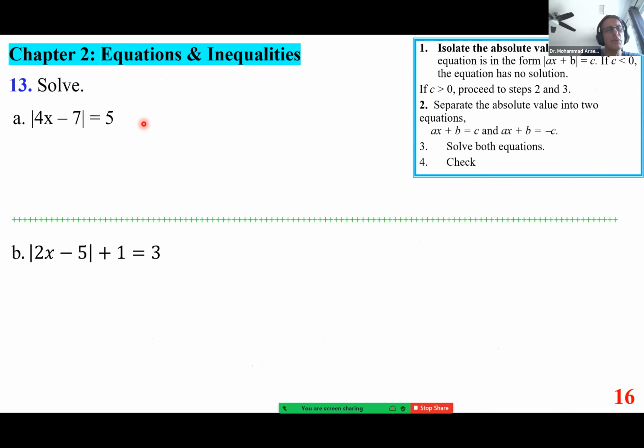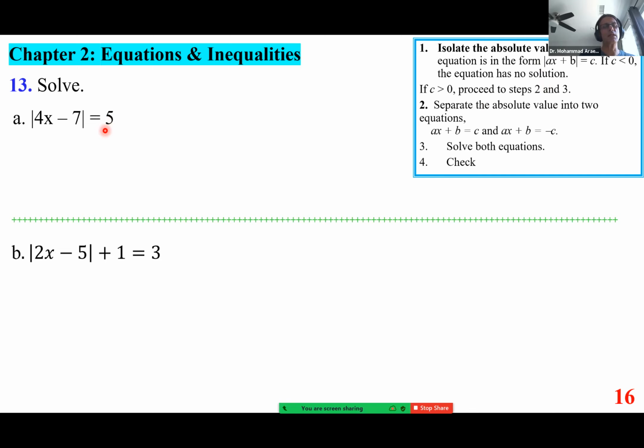We want to solve this absolute value equation, and whenever we want to solve an absolute value equation or inequality, the very first step is the same: isolate the absolute value. In this case, it is done for us, so we don't have to do anything. Then we look at the right side. If c is less than 0, let's say it was -5, there would be no solutions. So let's say it's -5, no solutions, you're done.